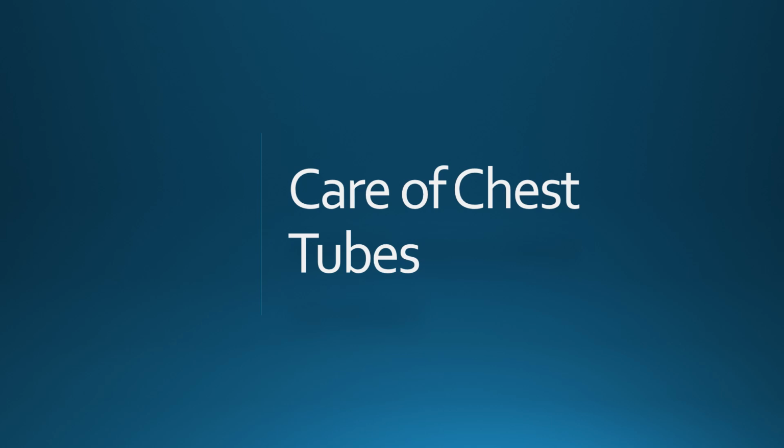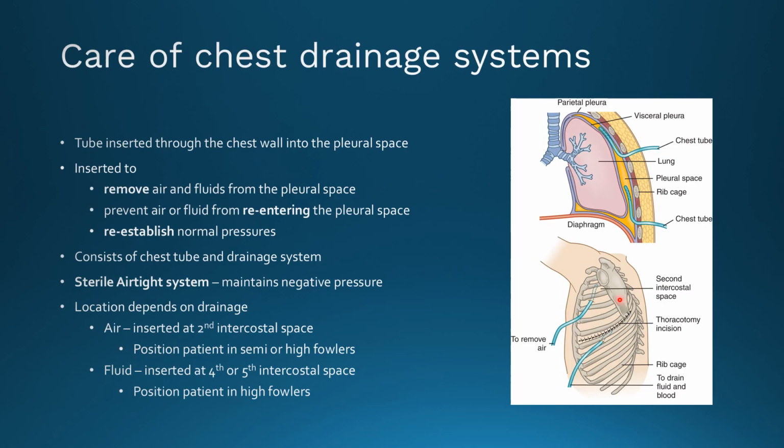So next we're going to move on to chest tubes. So care of a chest tube, the care of the chest tube drainage system. Chest tubes are inserted to remove air from the pleural space, to prevent air or fluid from re-entering that pleural space, and to re-establish normal pressures.